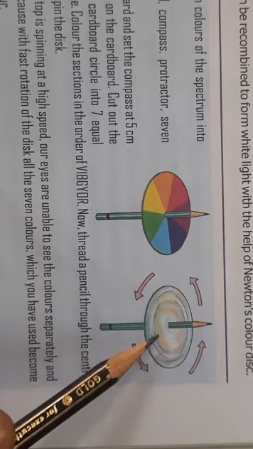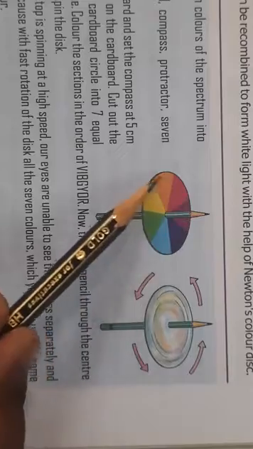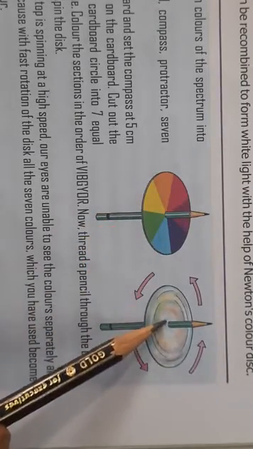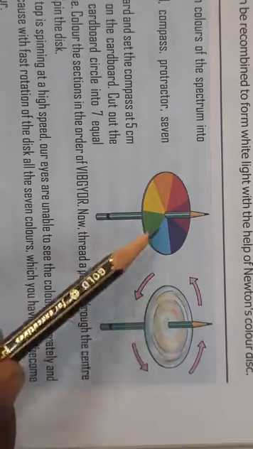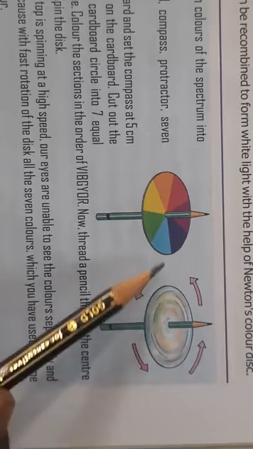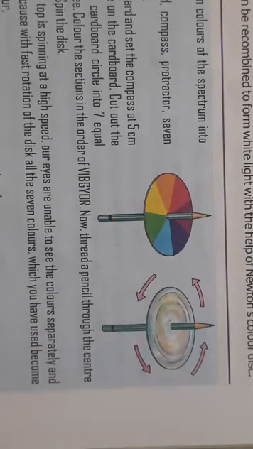Okay, so what does this prove? This proves that the 7 colors of the spectrum combine and form the white light. So this children is a very easy task you can do at home, and you will see that all these colors will become white in color when you rotate it at high speed.